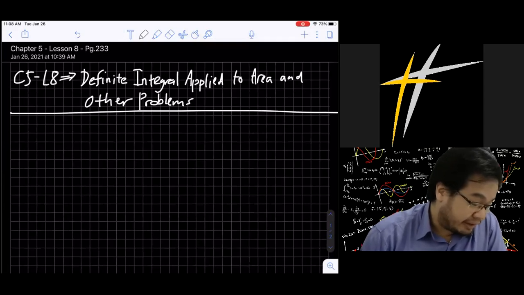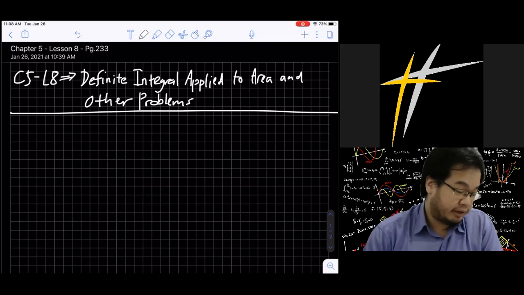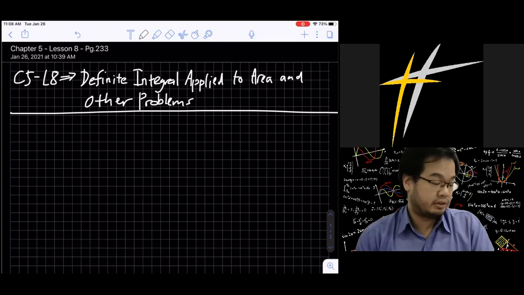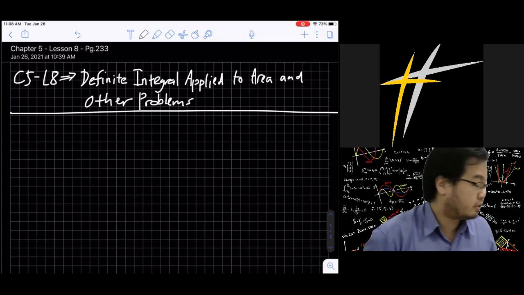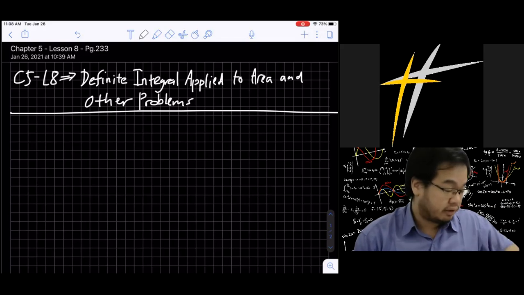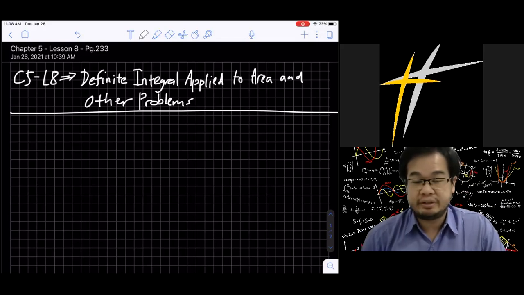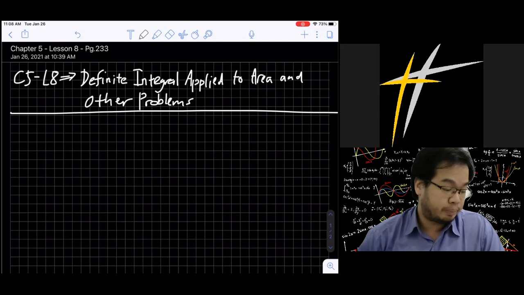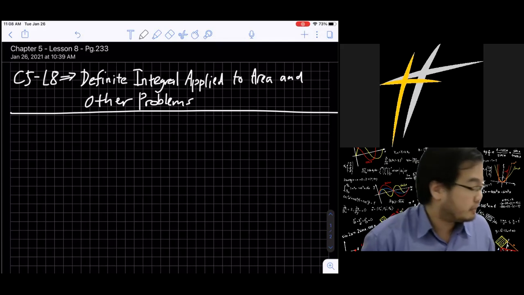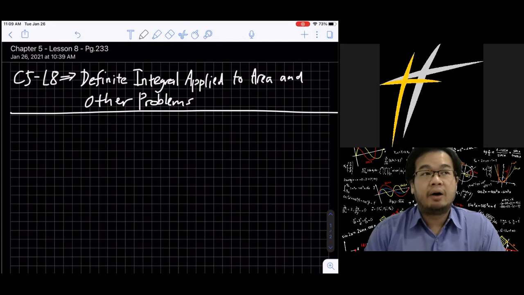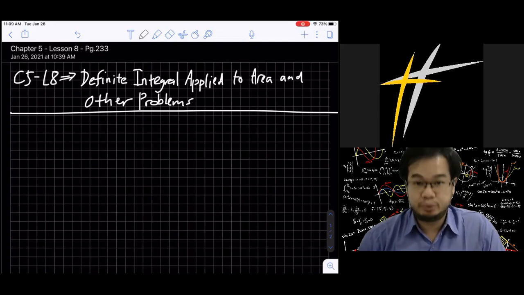Suppose you are driving 60 feet per second and you speed up to pass a truck. Assume that t seconds after you start accelerating, your velocity is given by v equals 60 plus 6 times t to the power of half, so it's the square root of t. Now the question is, from when you start accelerating until you pass the truck, for example after 10 seconds, how far have you gone?